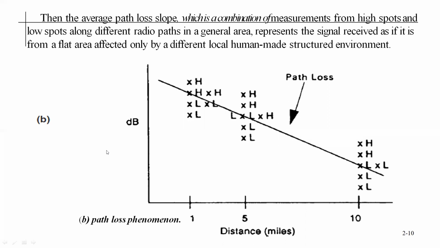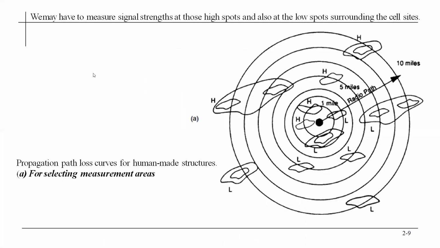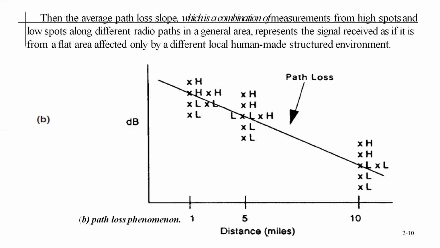Here is the distance indicated in miles from 1, 5, and 10. That means the diagram here will be represented in this way. Picture of different distances from the cell sites.